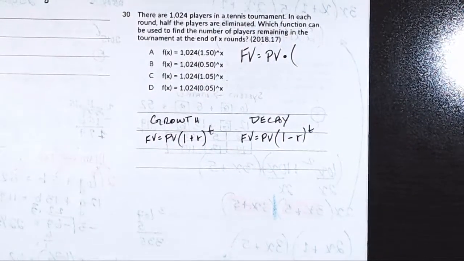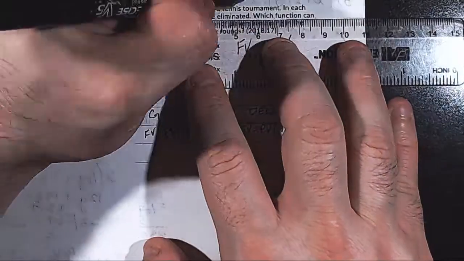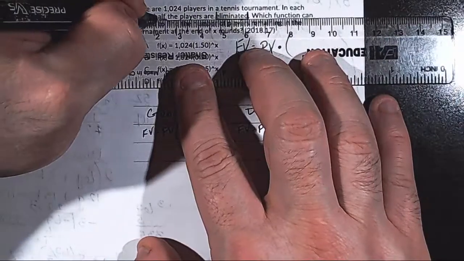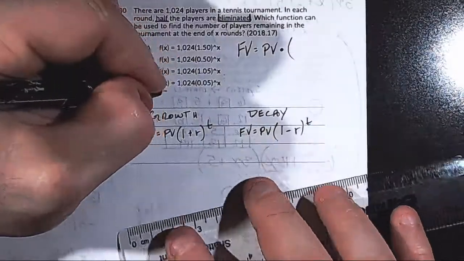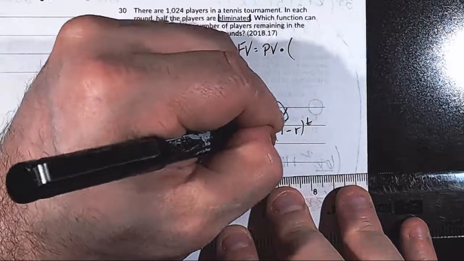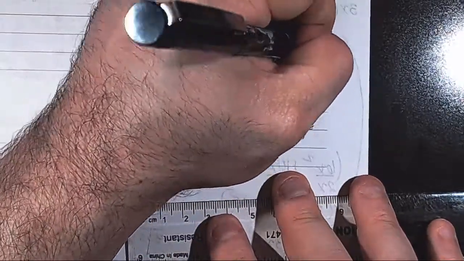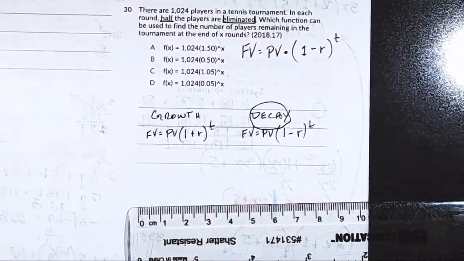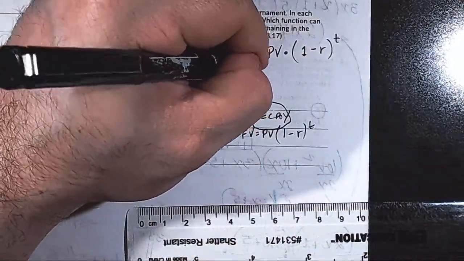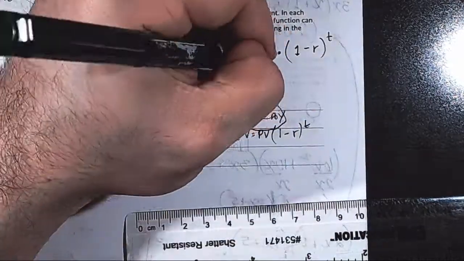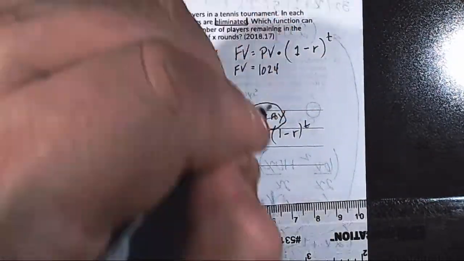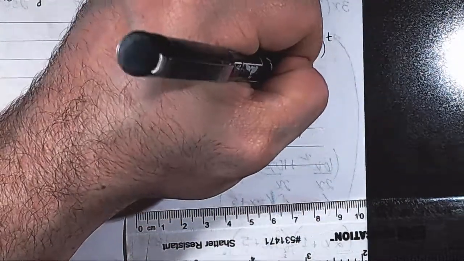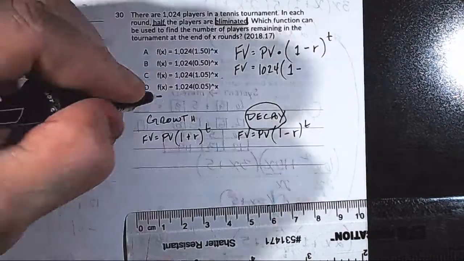It says they're eliminated, so by using this language, eliminated every round, it says half the players are eliminated. I can say, well, this is probably a decay problem, so I need to use this equation, 1 minus r raised to the t. And now I can fill in what I know. I know that the future value is unknown. It's equal to the current value of players, which is 1,024.